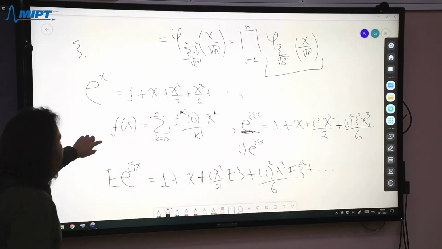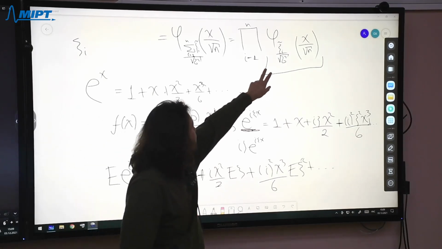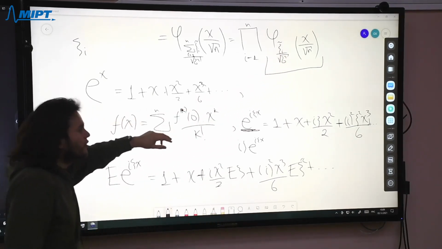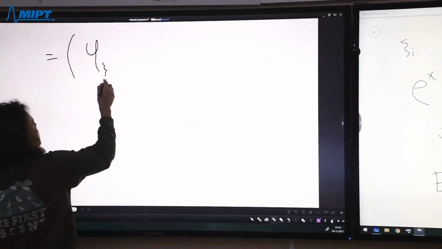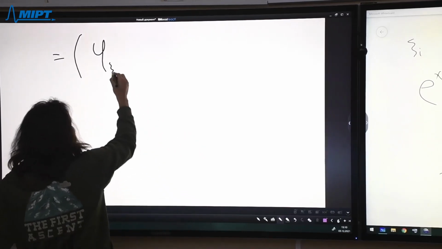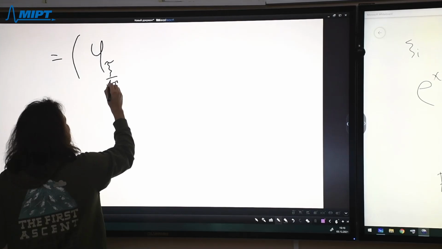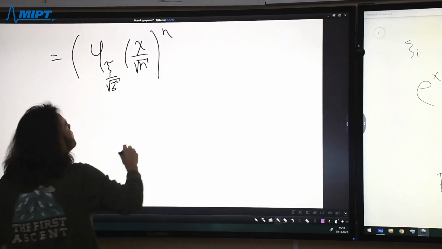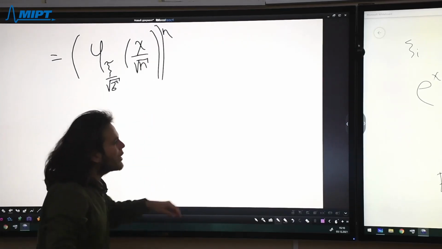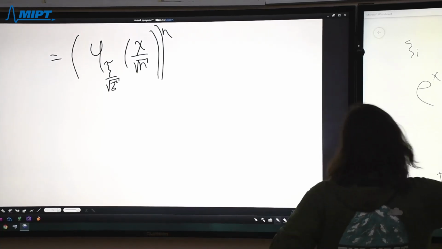Okay, and before that, so let me move to this side. So we know that psi i, all of them have the same distribution. So this is just this. So this is equal to this, psi, just psi, to the n power, right? We are multiplying n times the same function. So this is all of this to the n power.